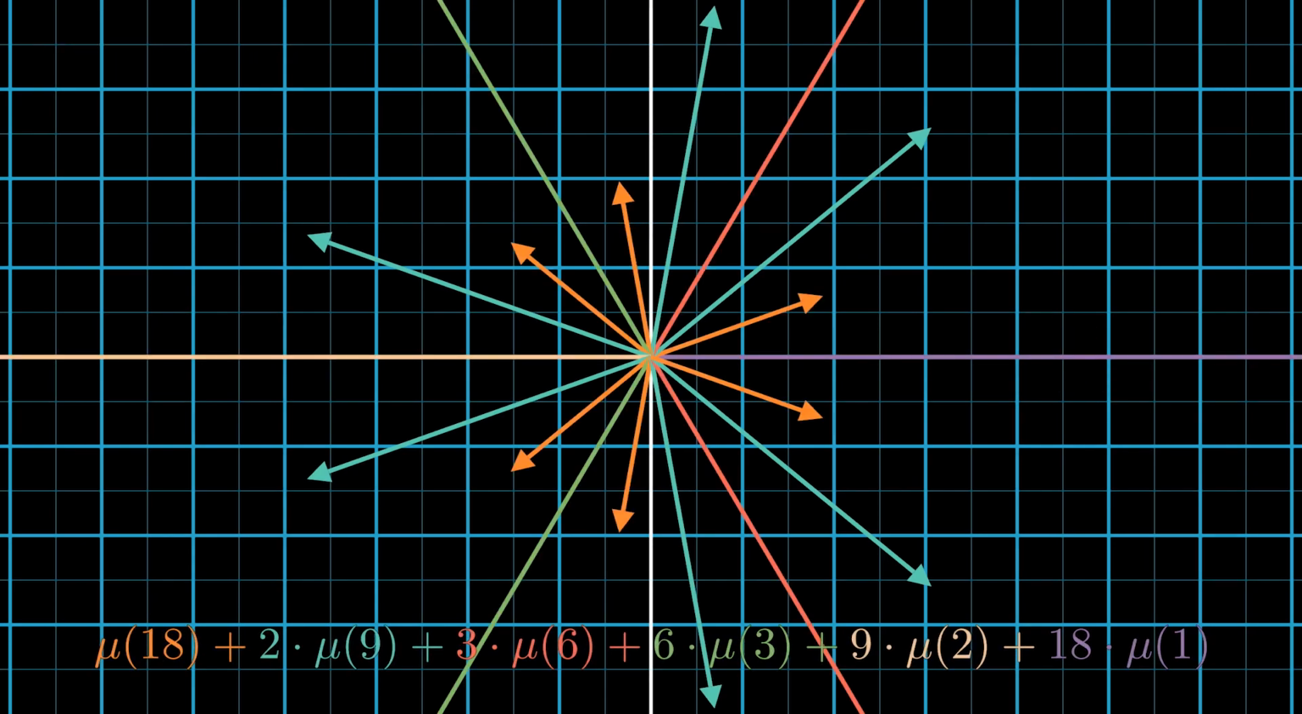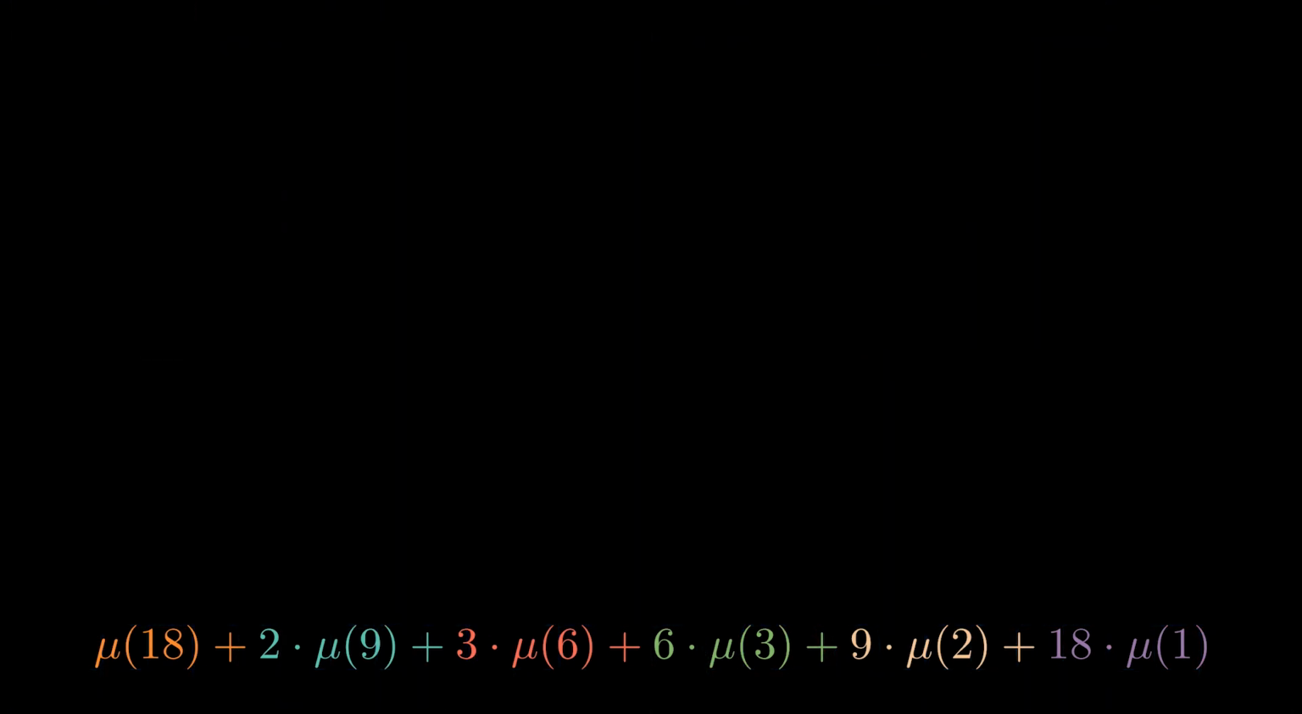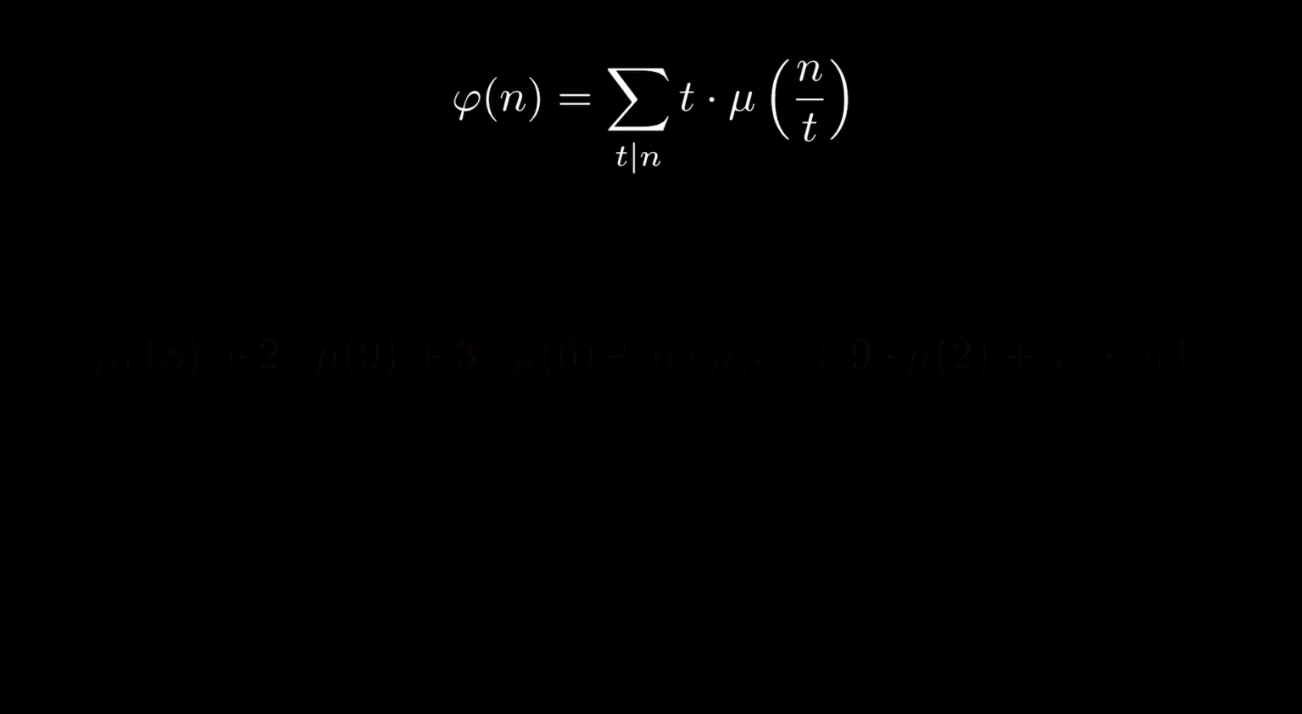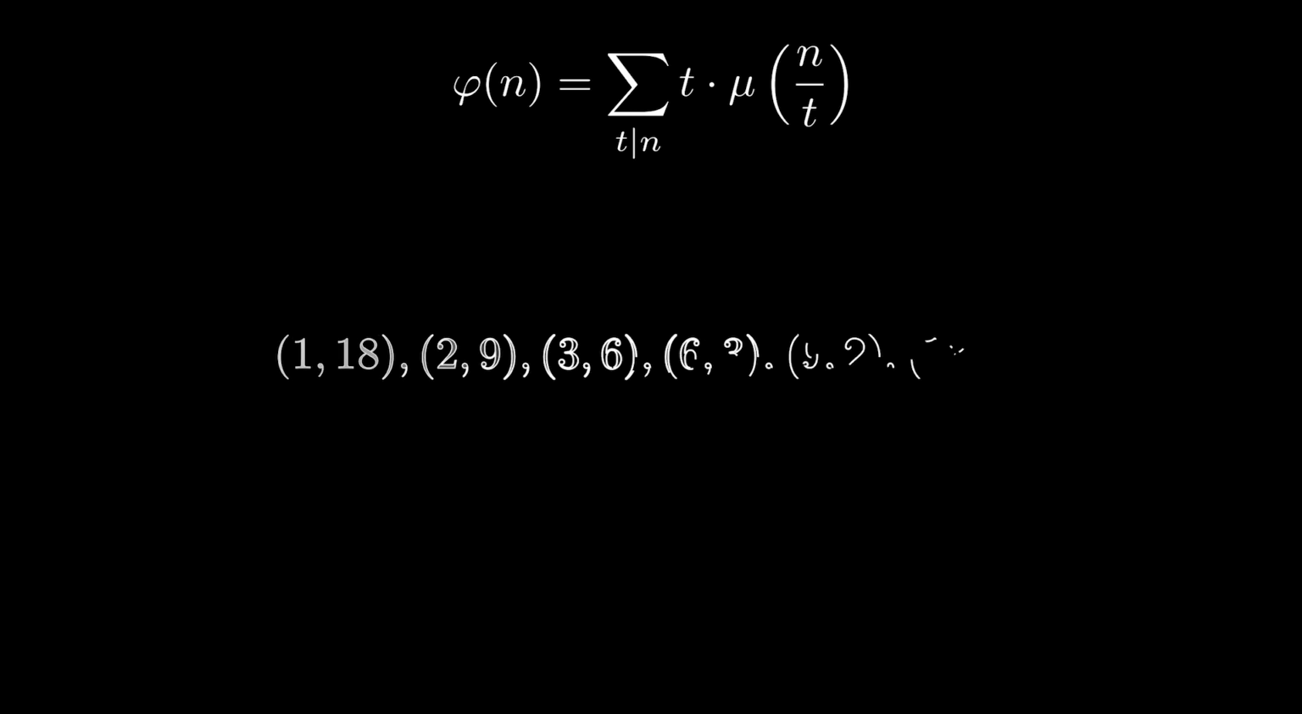It turns out that this sum is a sum involving all the divisors of n and the Mobius function. So now what we want to prove is that the totient function of n is the same as this sum. Now let's see as an example when n equals 18, which values of t and n divided by t we can have. But wait, each pair appears twice, just in the other order.